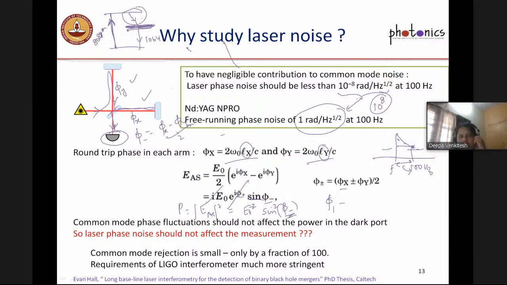Okay, so depending on the emission and absorption properties of the laser material, the pumping wavelength is chosen. So that is the end of that question. So we will move on. So I think we are convinced that we should study laser phase noise.